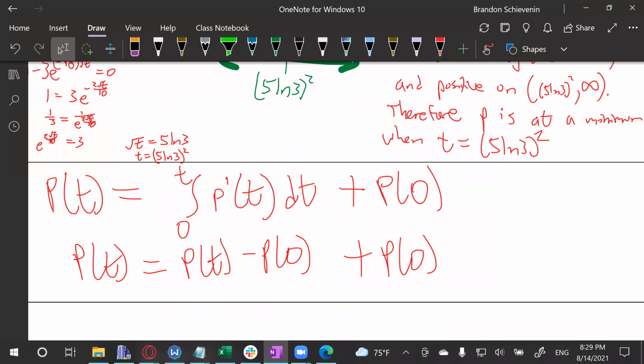So when I integrate this, I'll get my new function P of t, and I'll plug in our upper bound to subtract our lower bound. So this will become P of t minus P of 0. If I add P of 0, then the negative P at 0 and the plus P at 0 will cancel. And I'll be left with P of t equals P of t. So our equation balances as long as we add our start point there. Okay, so now I'm just going to substitute into this line here.